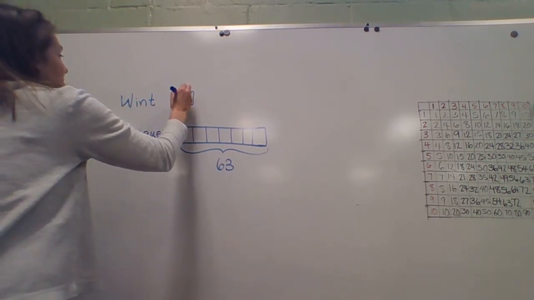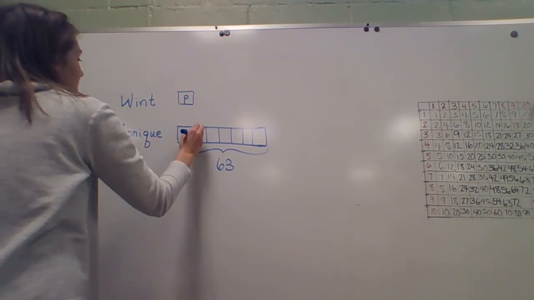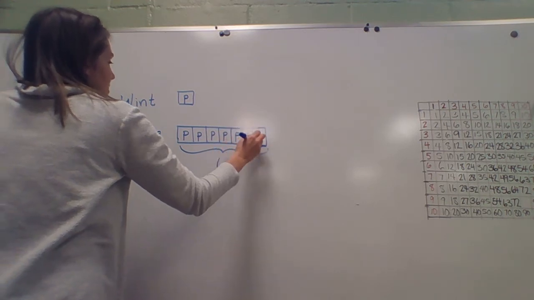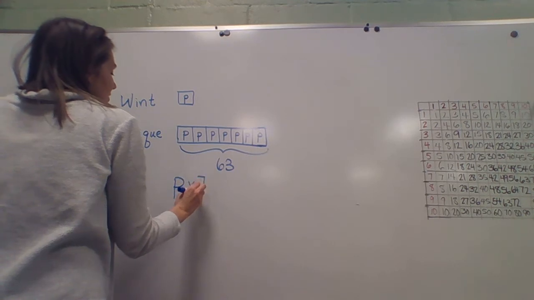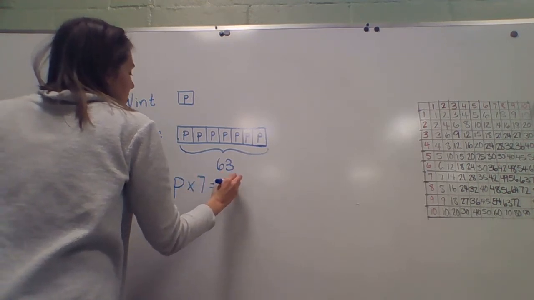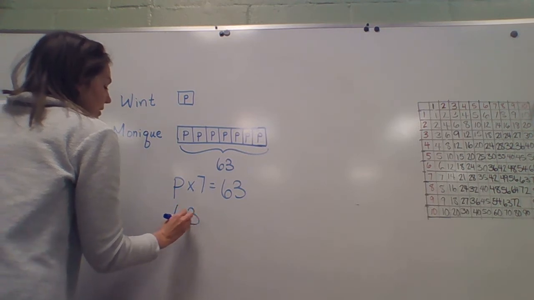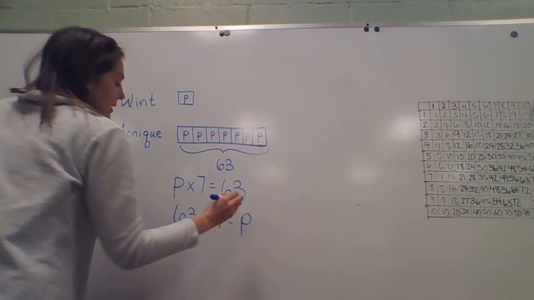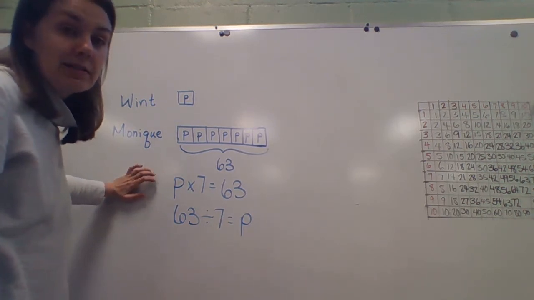I'm going to go ahead and let P stand for the number of pages, and then I'm going to have P times 7 equal 63, right? So I'm going to write that as an equation. P times 7 equals 63. So now I need to think about 63 divided by 7 equals P, and I can solve for P. Well, again, I'm going to use the facts that I know.